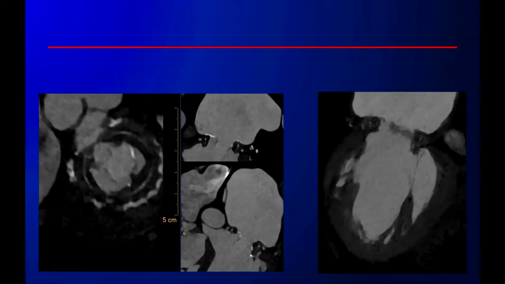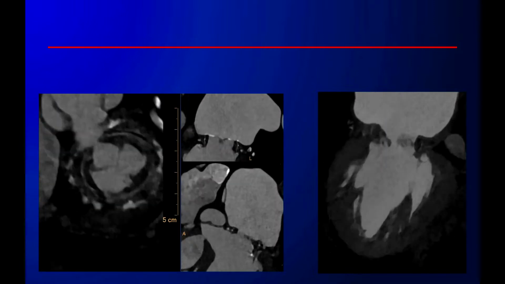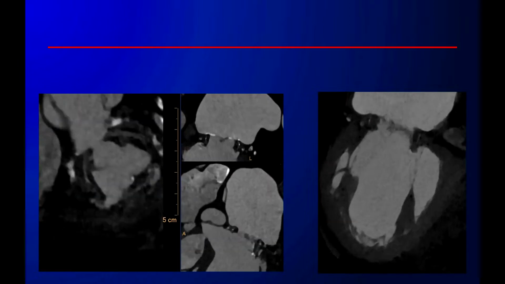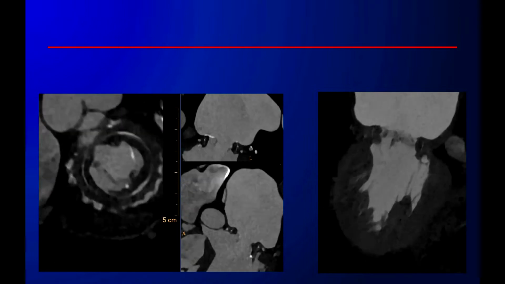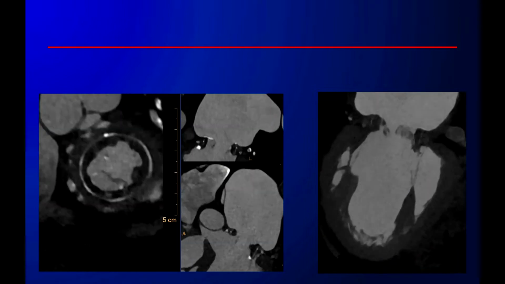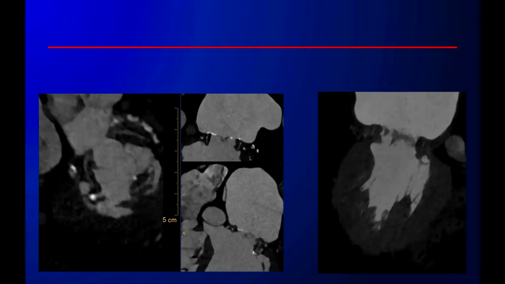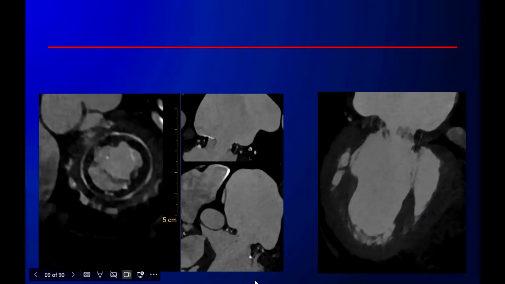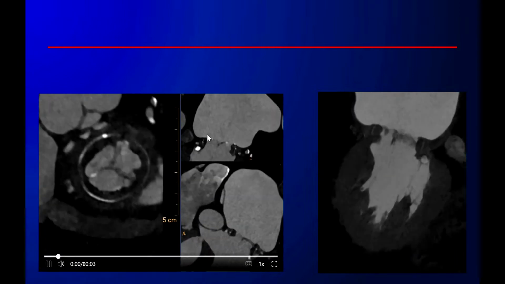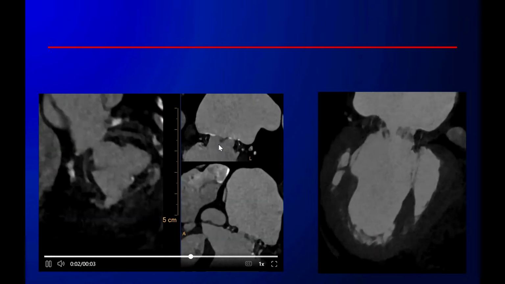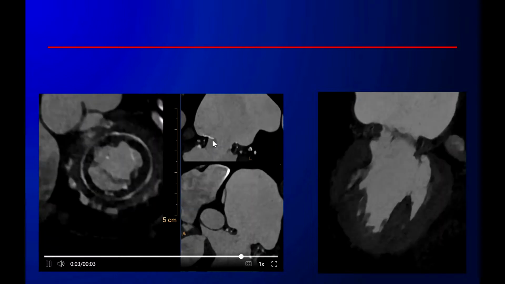Just like TEE, with CT you can get very good valve area. So what do we do when we look at a CT? We get a gated CT. We look at the leaflet motion. You can tell that the leaflet opens. But I'm not at the tip of the valve, but you can look at the sagittal view. The leaflet is definitely not normal. There's calcification. The tip of the leaflet looks mobile, but only half of the leaflet, right?